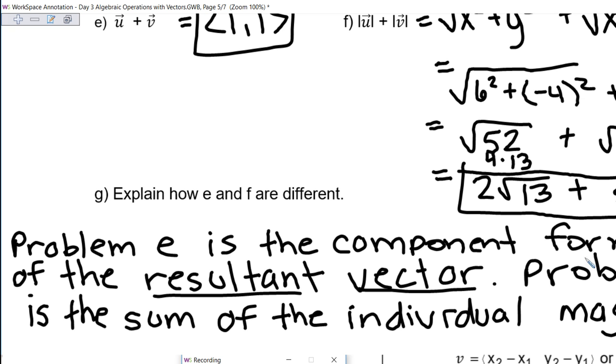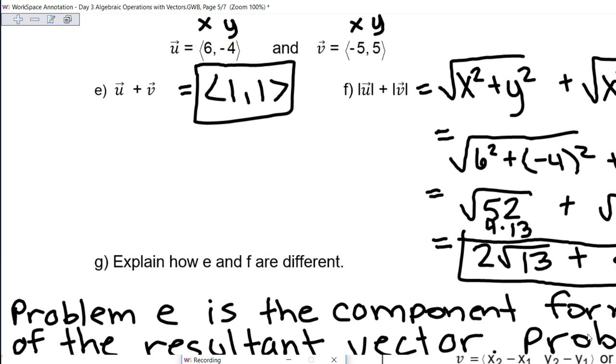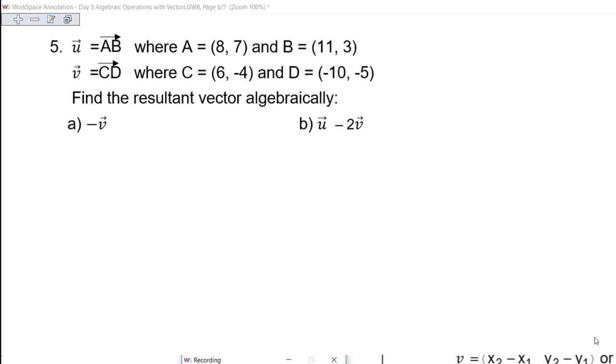Last section. Hit the wrong button. Uh-oh. Here we go. Okay, problem 5.